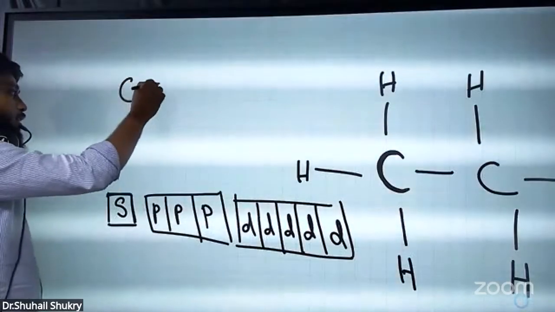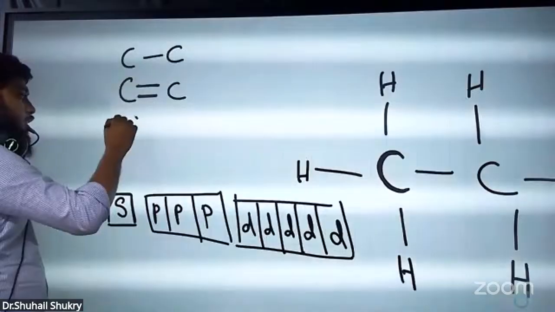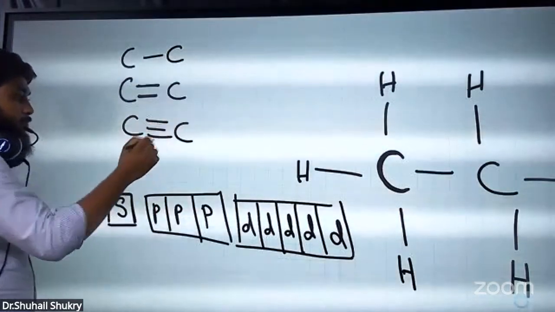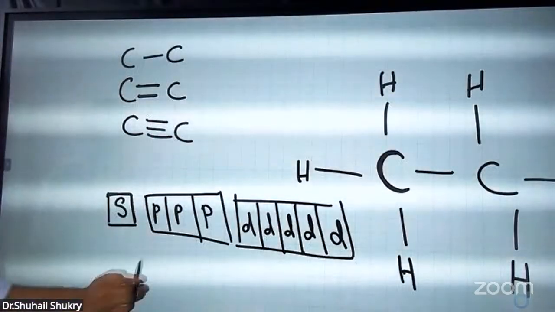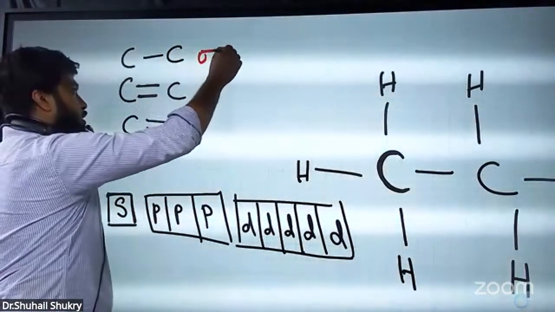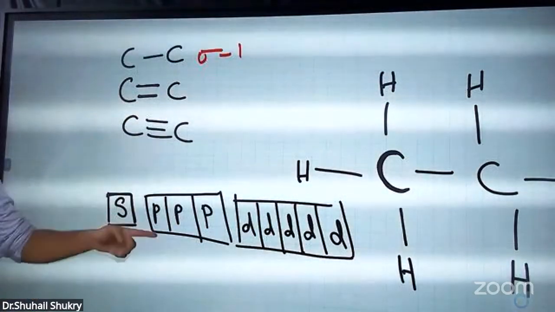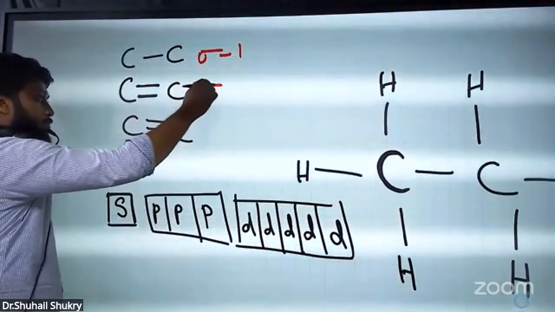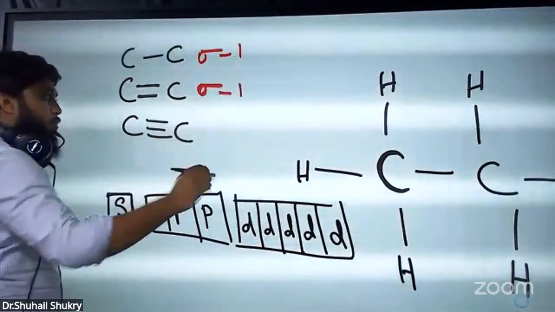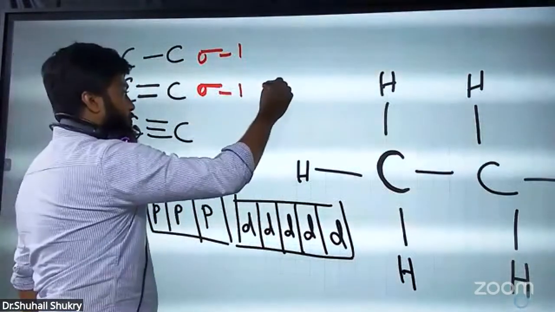We'll say carbon-carbon has a double bond, carbon-carbon single bond, carbon-carbon triple bond. Now, in the carbon-carbon single bond, how many sigma bonds are there? You will answer 1 sigma bond. In the carbon-carbon double bond, how many sigma bonds are there? There is only 1 sigma bond, and the other bond is a pi bond.